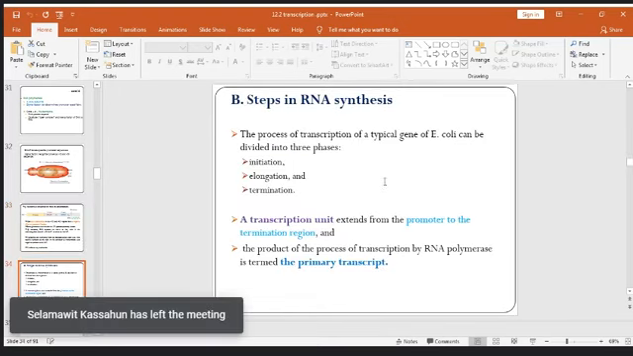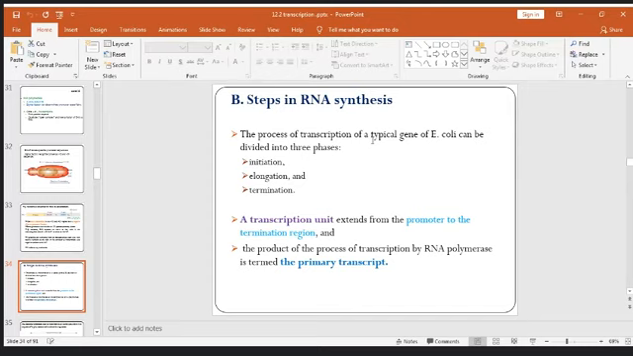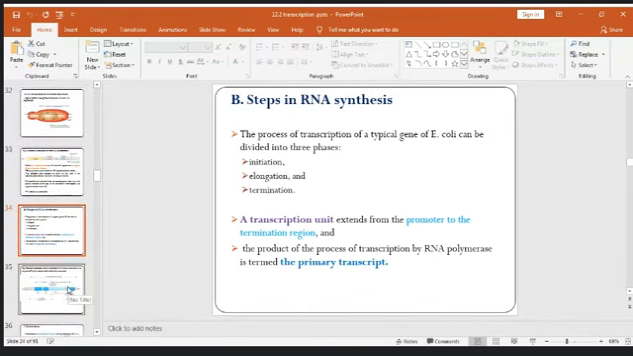When we look at the steps in RNA synthesis, the process of transcription of a typical gene in E. coli, the prokaryotes, can be divided into 3 phases. We have seen them: initiation, elongation, and termination. The transcription unit extends from the promoter to the termination region. The product of transcription by RNA polymerase is termed the primary transcript. It is called the primary transcript because, as I told you before, it undergoes post-transcriptional modification. It is called pre-messenger RNA, or premature RNA, at that stage.